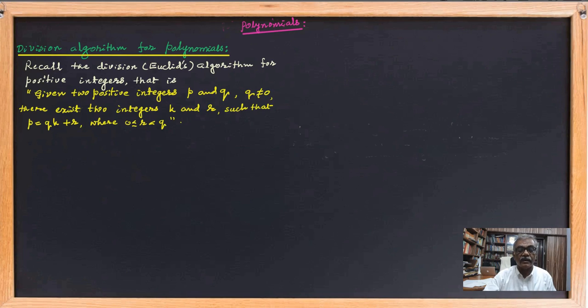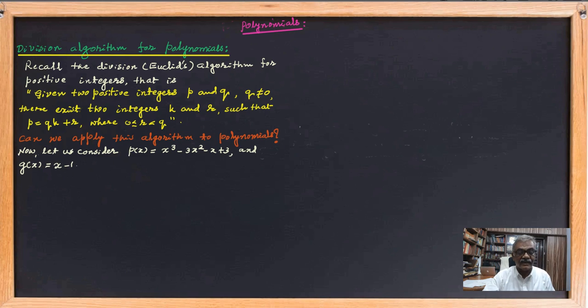Now recall the division algorithm for positive integers, that is, given two positive integers p and q not equal to 0, we can find two integers k and r such that p is equal to qk plus r, where r is either 0 or r is greater than 0 but necessarily less than q. Now, can we apply this algorithm to polynomials? Let us see.